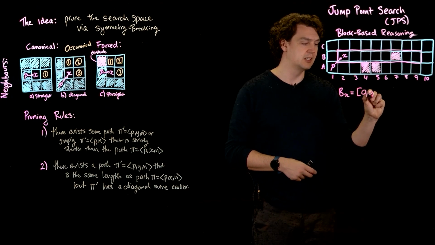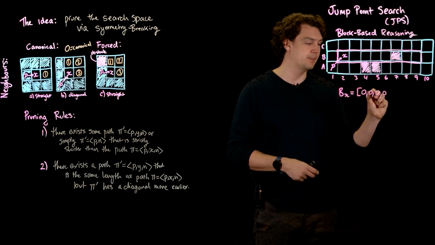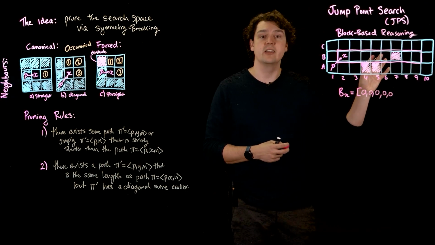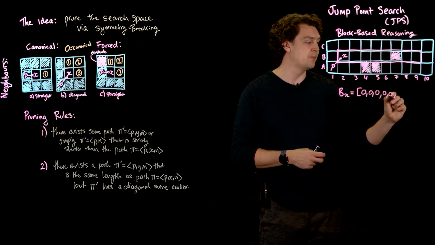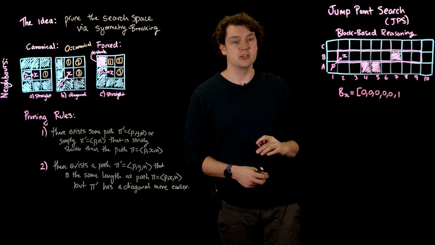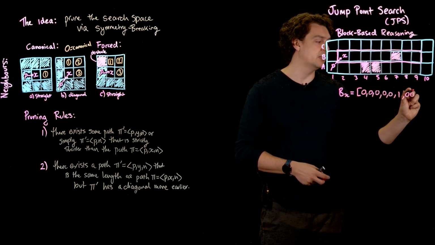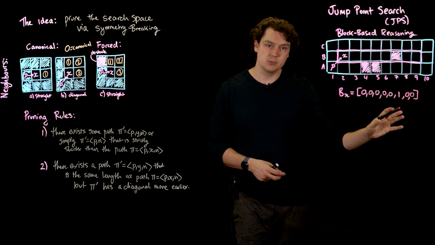So 0, 0, 0, 0, 0. There are 5 positions that are completely free, they're absolutely traversable. There is an obstacle over here on the next spot, and then of course there's also 2 free locations thereafter. This is where we're starting.